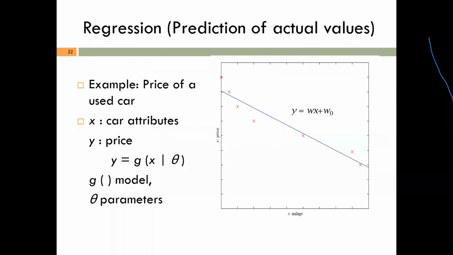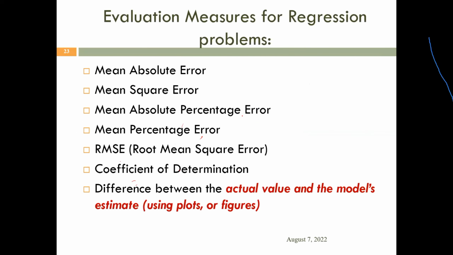For regression, because it's totally different, you are trying to predict an actual value. This is the value we expected, and this is our model. It's not touching all of them. So what is the difference, how far is my model from those values? This is for regression. That's why we have a lot of evaluation measures for regression problems, like the mean absolute error, mean square error, mean absolute percentage error, mean percentage error, root mean square error, coefficient of determination, and a host of others.